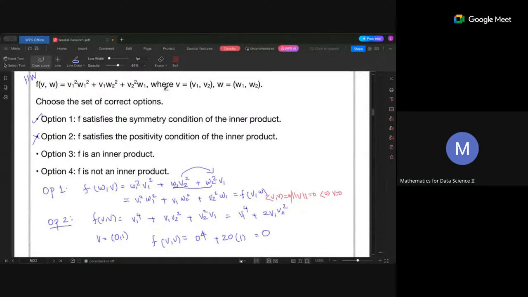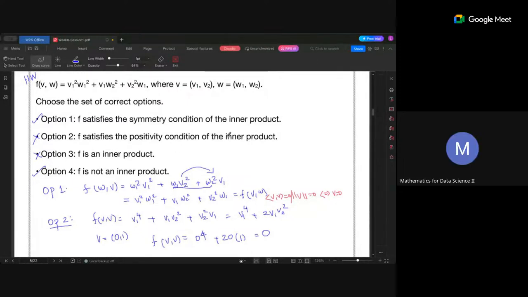What about option 3 here? No, ma'am. False. Since positivity fails, this is obviously incorrect. Okay. Now, option 4 is correct. Yeah. So this is correct. Okay. Ma'am, I didn't get option 2, sorry.